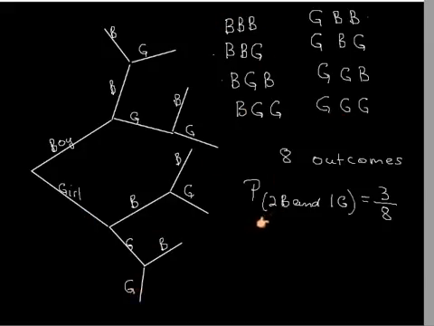The question is, what is the probability that one could have 2 boys and a girl? There's 2 boys and a girl, 2 boys and a girl, 2 boys and a girl. So there are 3 possible ways in which you can have 2 boys and a girl. So the probability of having 2 boys and a girl is 3 out of 8.